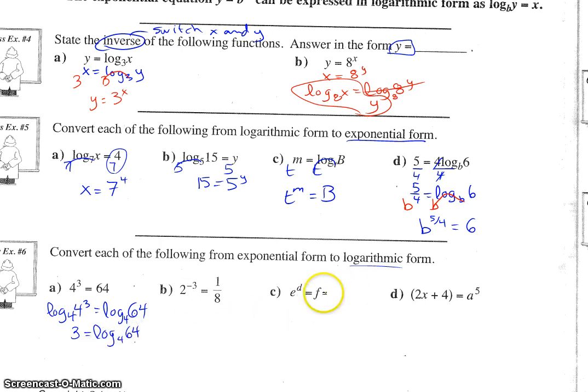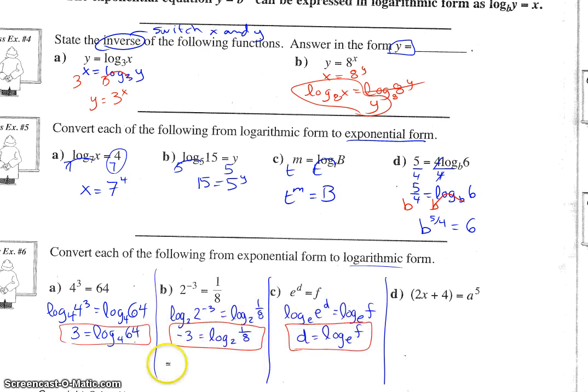Okay, so what else should we do? Let's do this one. Okay, actually, why don't you guys try B and C, and then we'll check back, and we'll do D together. Okay, so pause your video and give those a try. Okay, so hopefully on that one you got, for B, -3 equals log base 2 of 1/8. And for C, D equals log base E of F. That's an interesting one with all those variables.